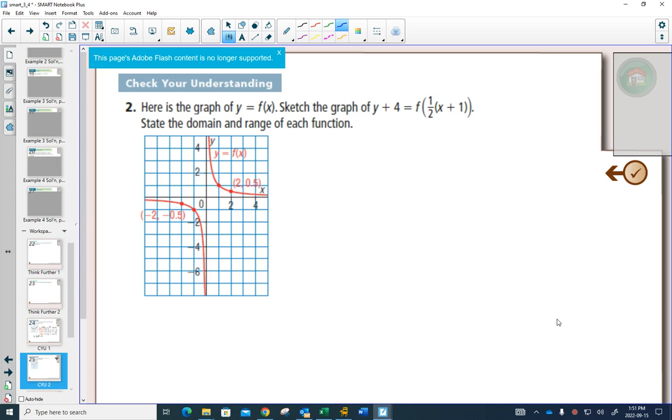First thing in example 2, the textbook hasn't drawn them in. If you have your red pen, add an asymptote there, and an asymptote there, and label your asymptotes y equals 0 and x equals 0.